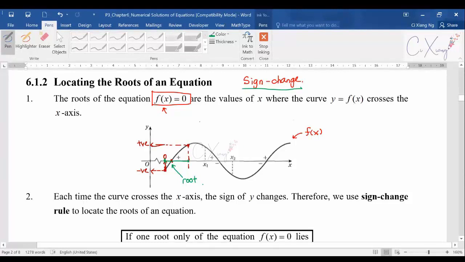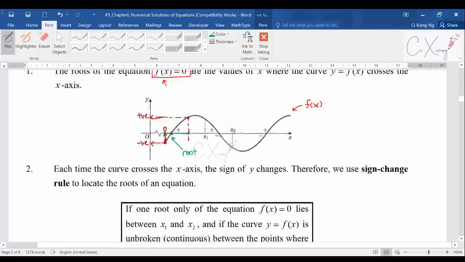The root is between 0 and 1, I just don't know the exact value. I roughly know that the root is between 0 and 1, because when I substitute 0 and when I substitute 1, I see a sign change in the function. So this is the concept for the sign change method.